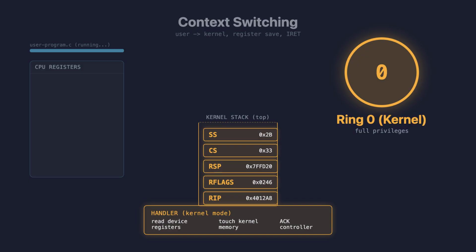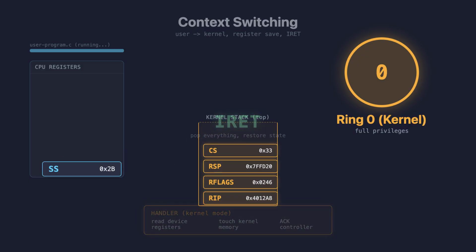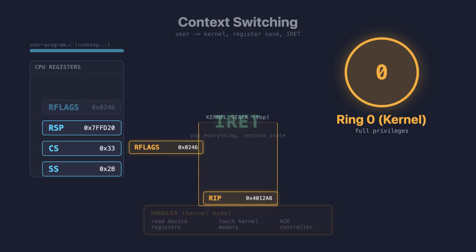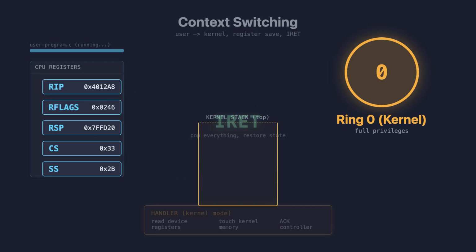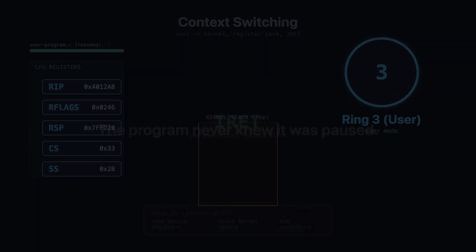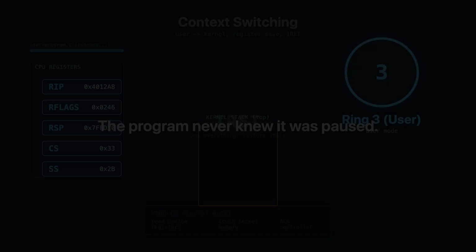When it's done, one instruction, IRET, pops everything back off the stack. Flags restored. Program counter restored. Privilege level dropped back to ring 3. And the program resumes on the exact instruction it was about to execute. It never even knew it was paused.